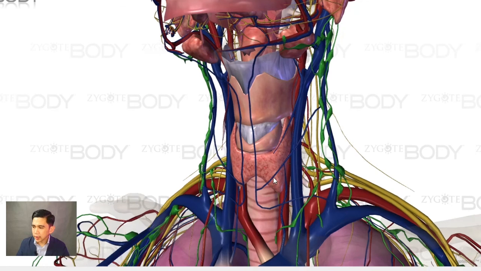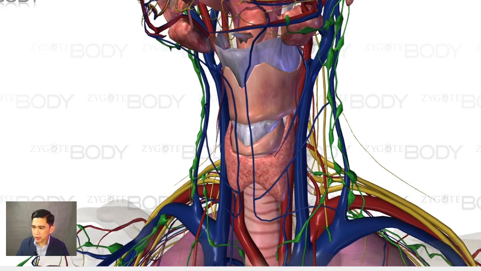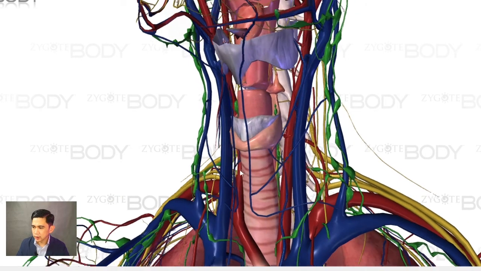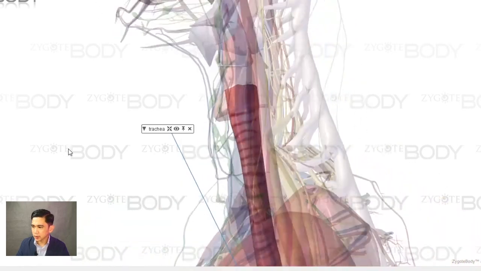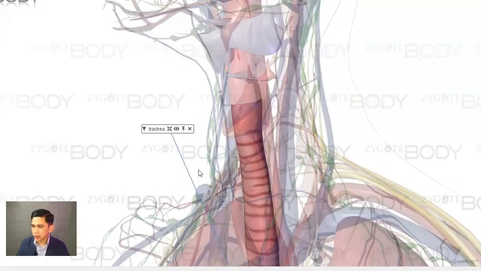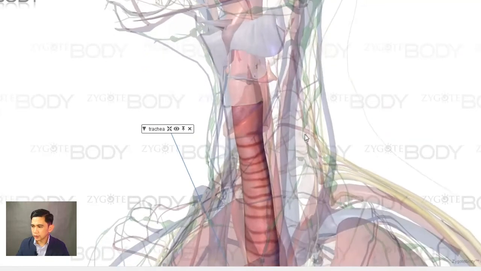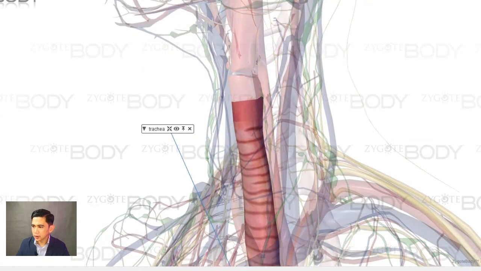Now behind the thyroid gland, we have the trachea. It's a U-shaped cartilage, joined by a smooth muscle at the back of it. Then we have the esophagus.